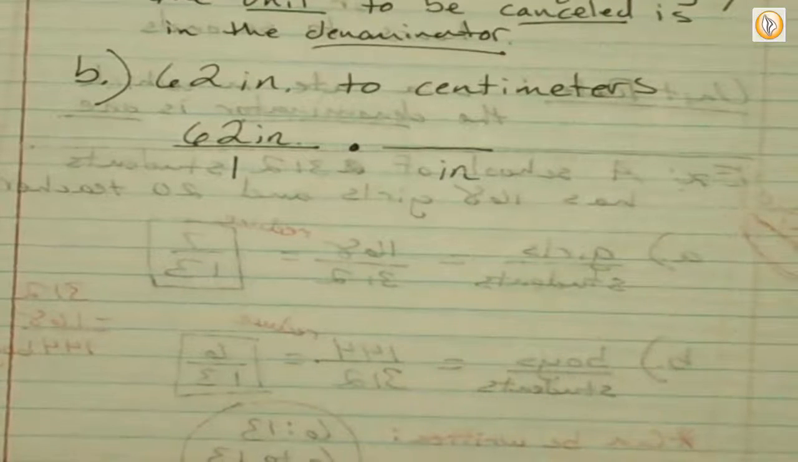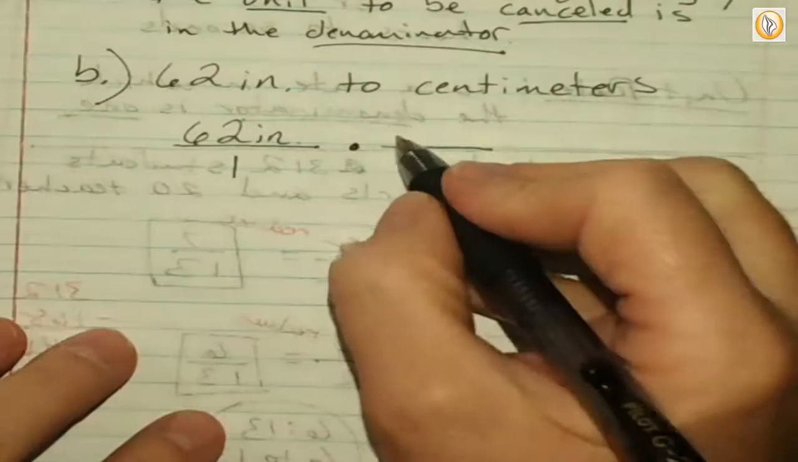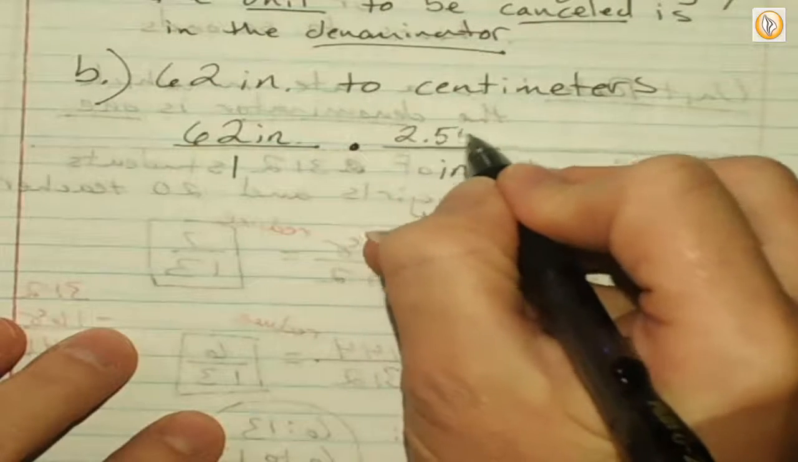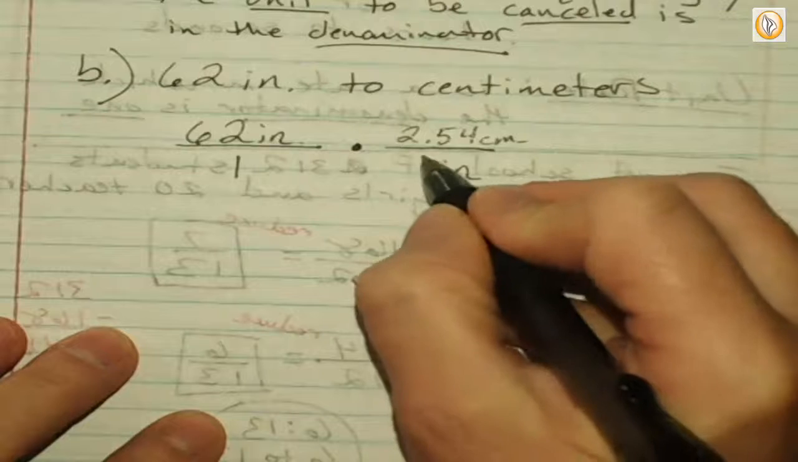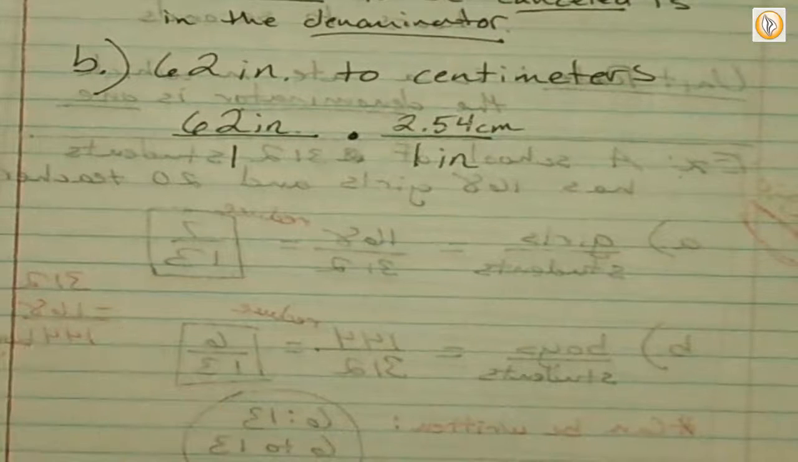So what you need to find out is how many centimeters are in 1 inch. Does anyone know? 2.5. You're almost there. 2.54 centimeters. It's so specific. Don't worry about it.